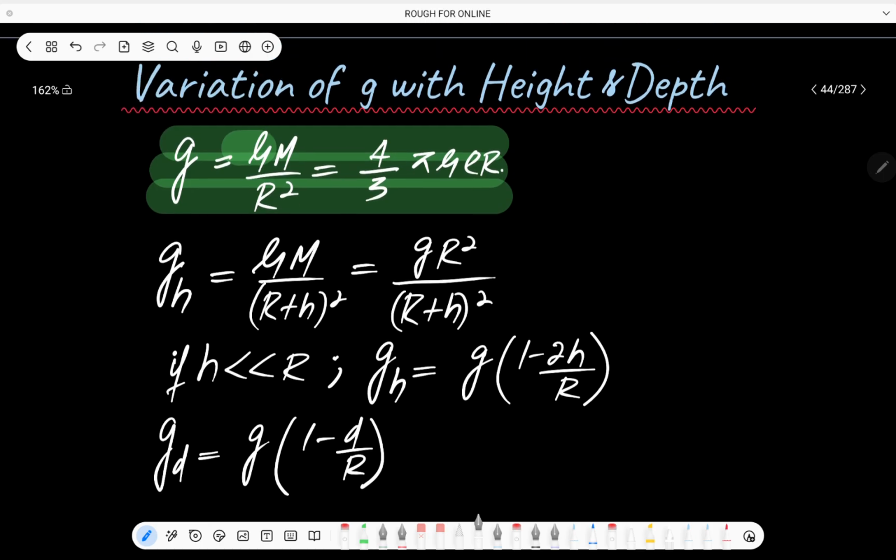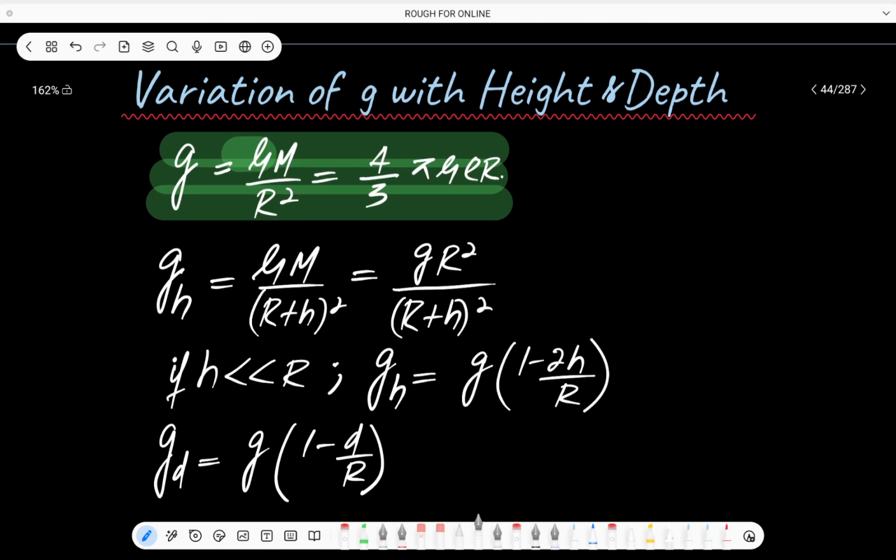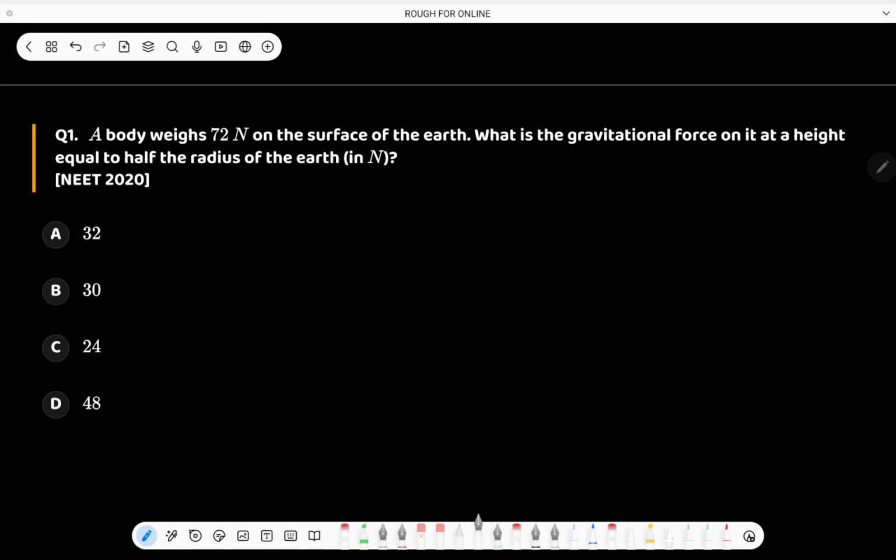So today what we are going to do is that we'll be doing the questions on this variation of acceleration due to gravity. Okay, so this is our question number 1. The question number 1 is like this. This has been asked in NEET 2020. तो क्वेश्चन है क्या? सबसे पहले आप क्वेश्चन पढ़िए आराम से. So a body weighs 72 Newton on the surface of the earth. What is the gravitational force on it at a height equal to half the radius of the earth?